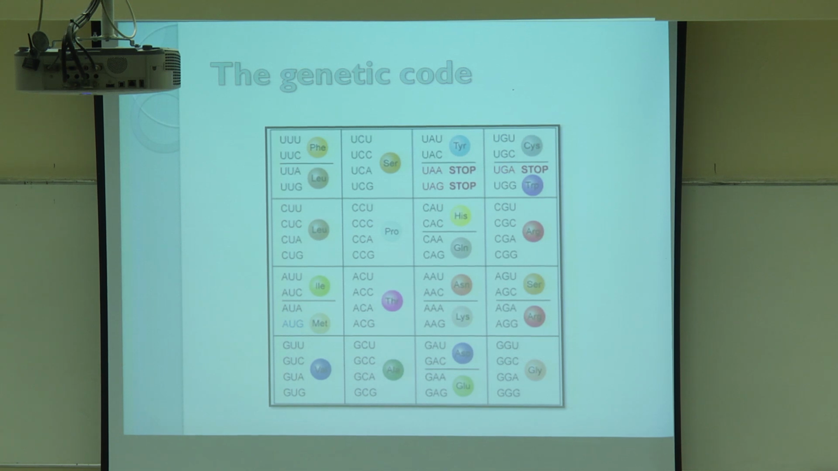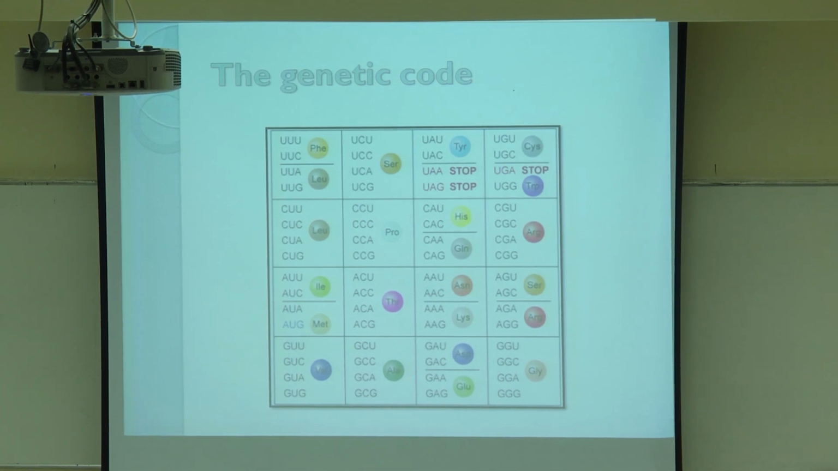Because it's RNA. So the RNA is the messenger of the information. This is why it's called messenger RNA. And we have different sequences that code for different amino acids, the building blocks of proteins. So this is the matrix of the genetic code. As you see, we have different amino acids. Each of the colored circles represents a different amino acid. And we also have stop codons.